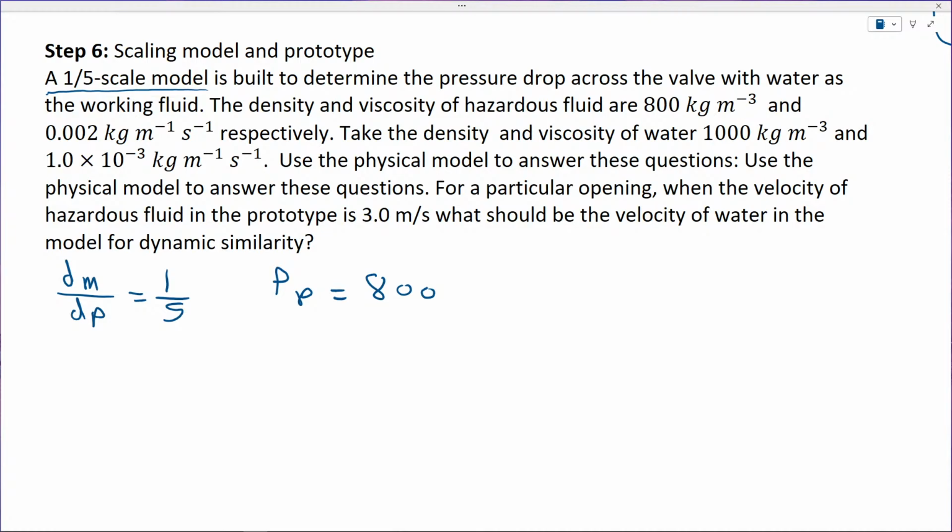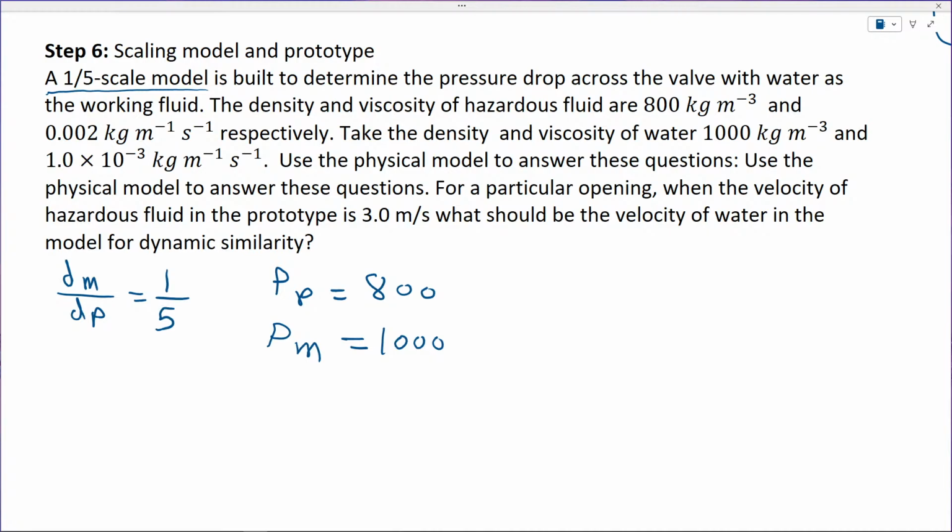Then rho model is 1000. Not just because I'm lazy, but because you don't really need them if you understand dimensional analysis, as long as these units are consistent. If these units are not consistent, you need to make them consistent. But as long as they are consistent, then this is 5 here.